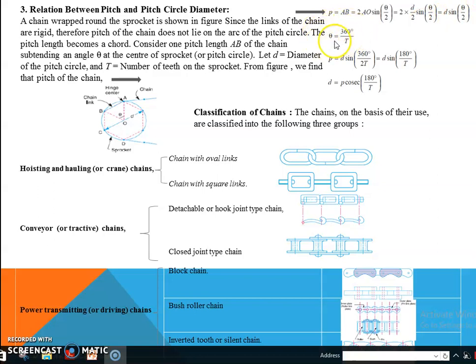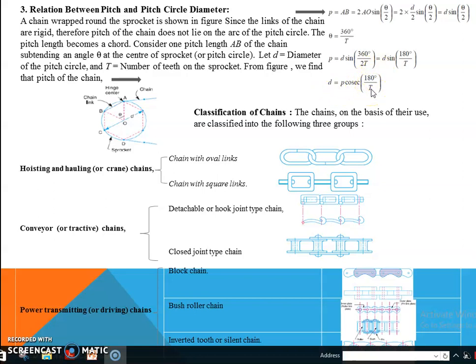We know that theta equals 360 by number of teeth, or total number of teeth. So here we can substitute this theta by 360 by T. So P equals D into sine of 360 by 2 into T. So we can get P equals D into sine of 180 by T. Further, we can get D equals P into cosec 180 by T.